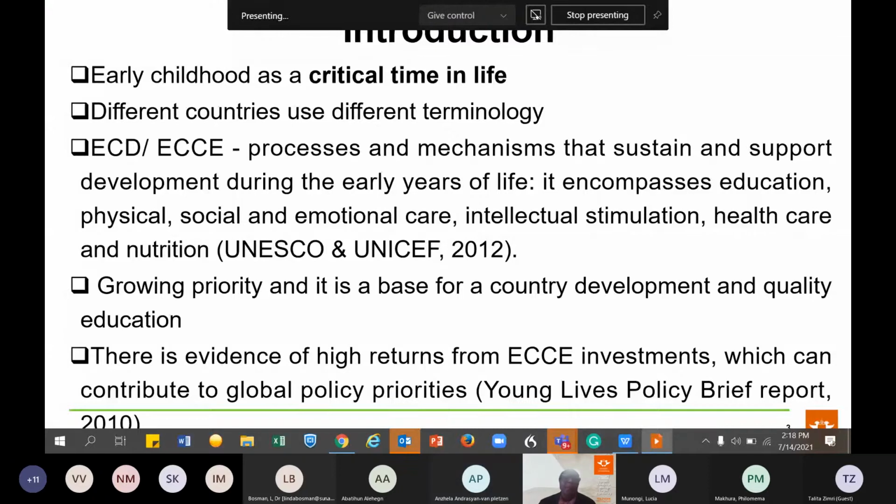There is growing priority in terms of the issues of childhood education in the country. Not only in South Africa, I think in many developing countries in Africa, but currently in South Africa, the whole issue of early childhood development is on the table and it's a hot potato, as we would have heard this morning from our keynote speaker. There is also high evidence that early childhood development investment can contribute to the global policy priorities in terms of childhood development.